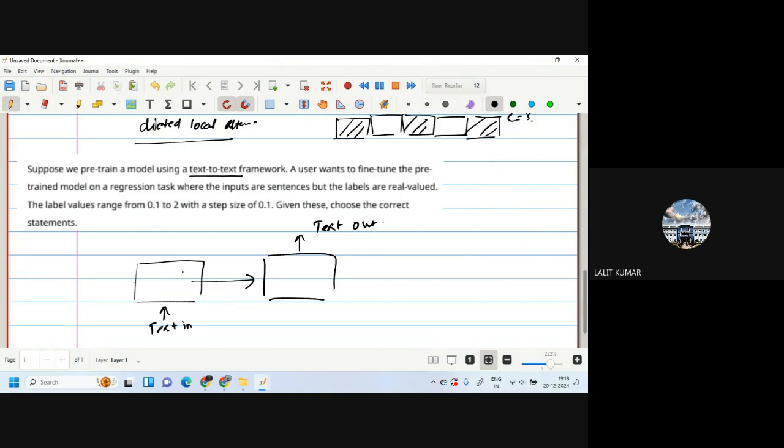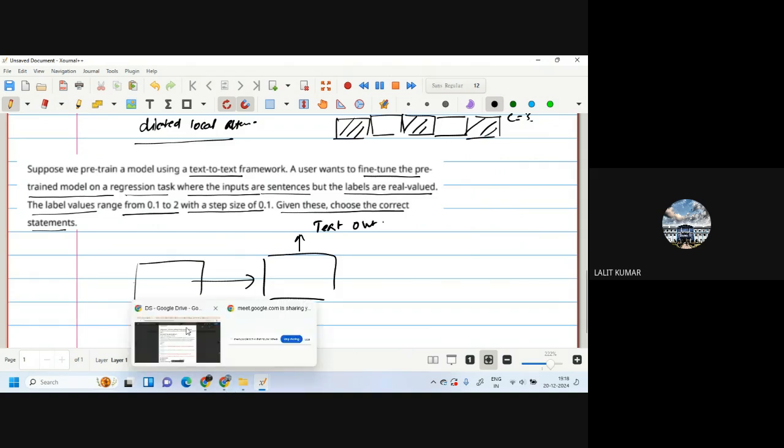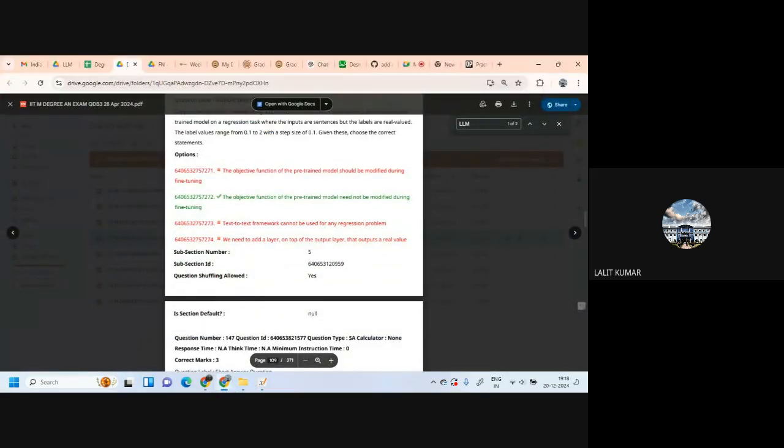A user wants to fine-tune the pre-trained model on a regression task where the inputs are sentences but the labels are real values. The label values range from 0.2 to 2 with a step size of 0.1. Given this, choose the correct statement. The statements they have given: that the objective function should be modified; the objective function of the pre-trained model need not be modified; the text-to-text framework cannot be used for any regression problem; we need to add a layer on top of the output layer that outputs a real value.